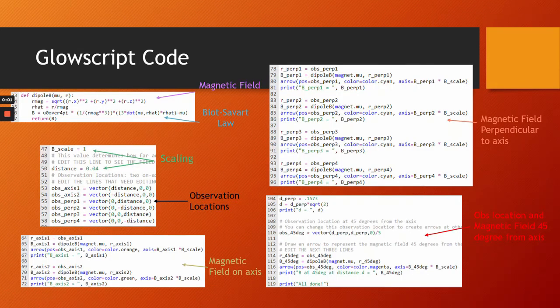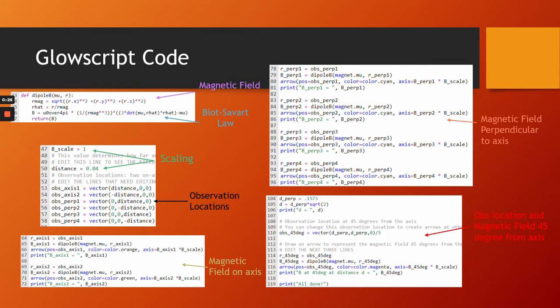So, here's a quick run-through of my GlowScript code. In the top left is the magnetic field function, in which I define the magnitude and direction of r, as well as the Biot-Savart law. Next, I adjusted the scaling factors for the arrows and the zoom on the visual model, and also defined various observation locations. In the bottom left, I created 2 on-axis magnetic field arrows.